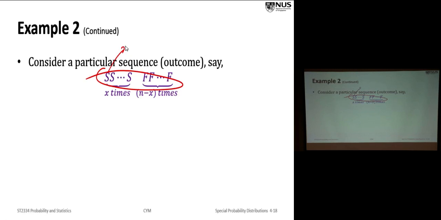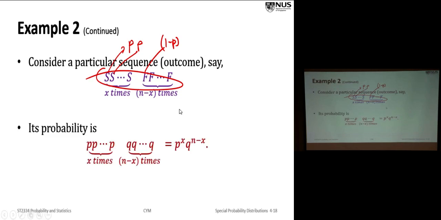The chance of getting a success is p. The chance of getting this one is also p because they are independent. The outcome of one trial will not affect the others. And this one is 1 minus p. So I have to multiply all this together. This is the probability that I got this particular sequence in that order: first x are successes and the remaining n minus x are failures.